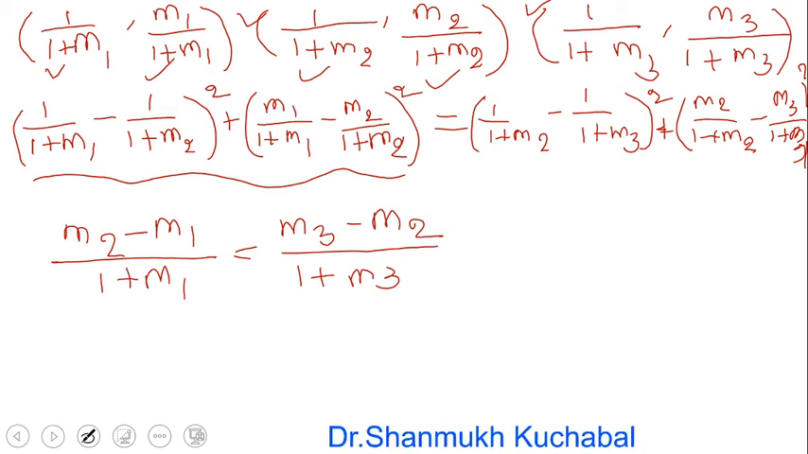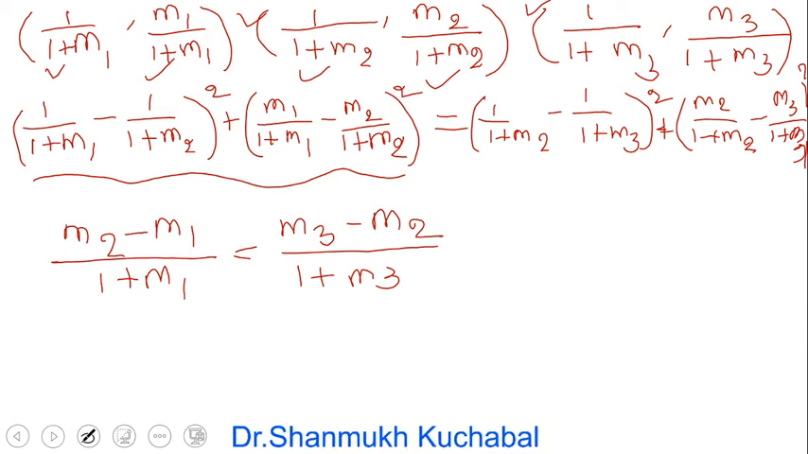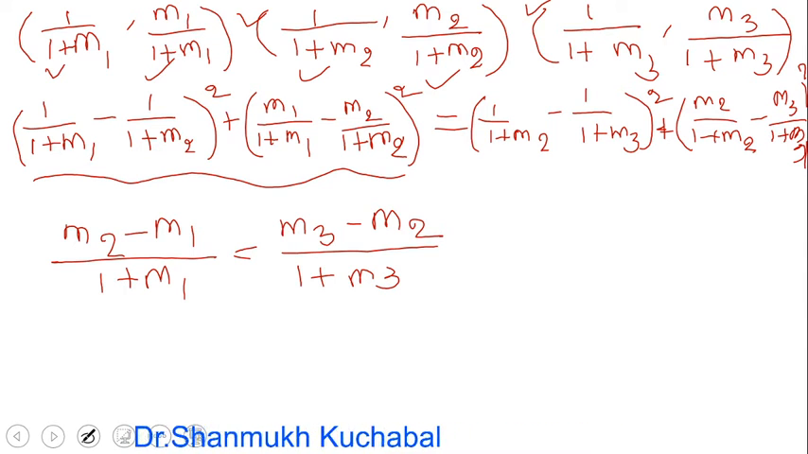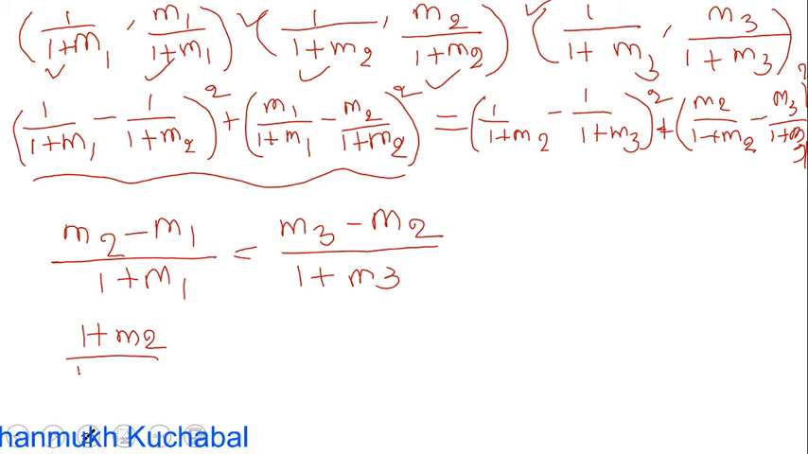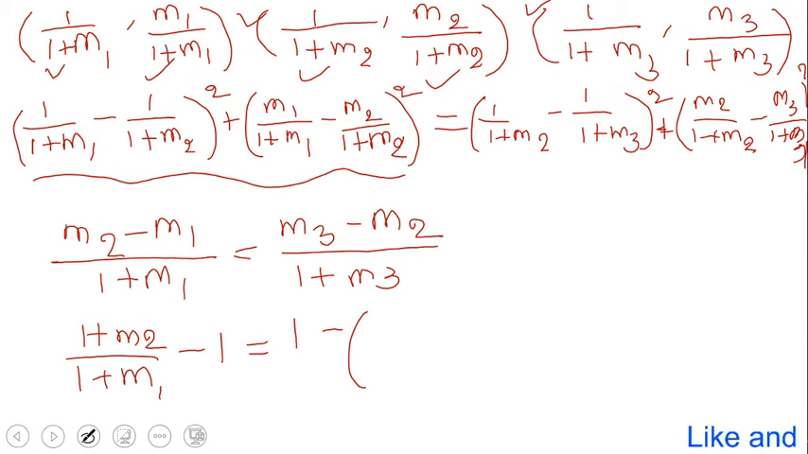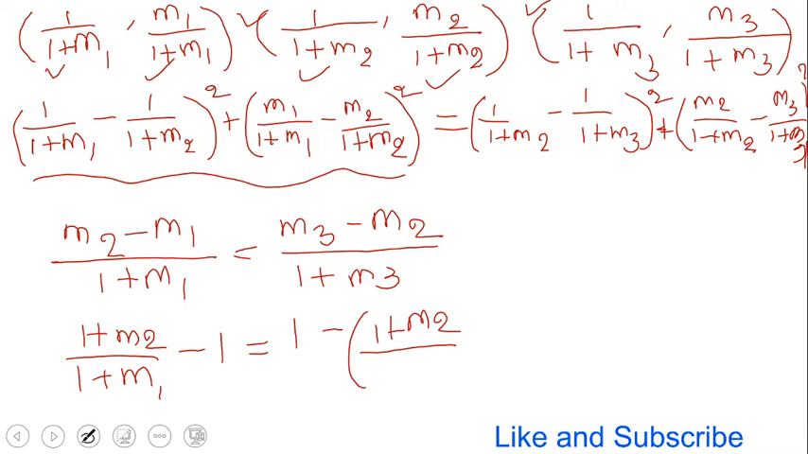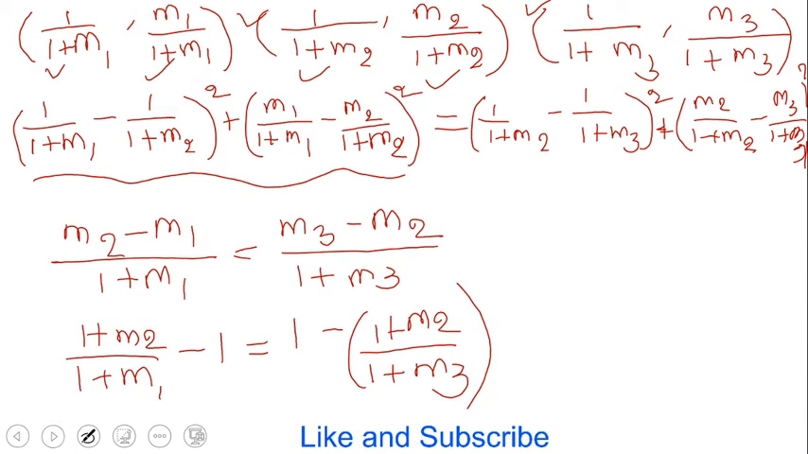So further we will simplify this one. Simplification is (1 + m2)/(1 + m1) - 1, and the RHS we can write as 1 - (1 + m2)/(1 + m3) here. So we have written partial fractions in this way.